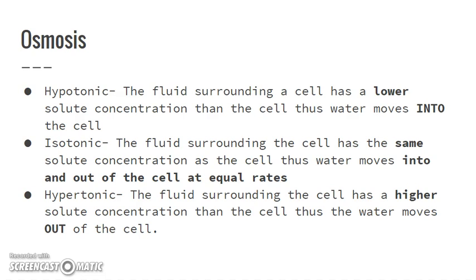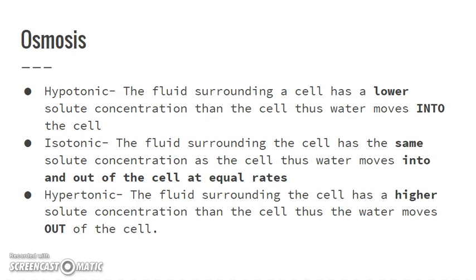Now, hypotonic is a solution that surrounds a cell that has a lower solute concentration than the cell, and thus the water moves into the cell. So it's going to kind of blow up that cell. In an isotonic solution, the fluid surrounding the cell has the same solute concentration as the cell. So the water moves into and out of the cell at equal rates. Remember, we talked about equilibrium. This is the same thing. It's moving in and out at equal rates.